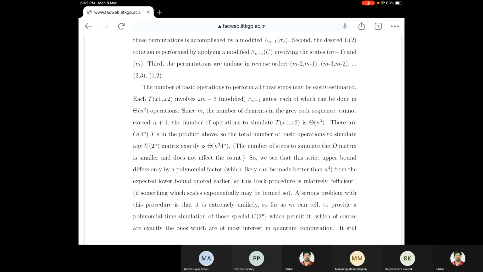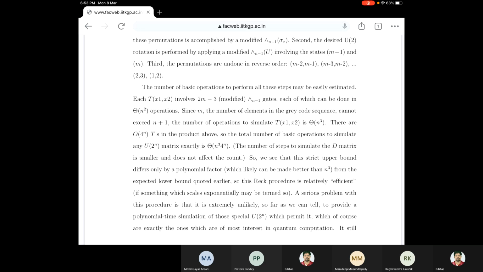Then the question will be, which unitary matrices can be implemented using only a polynomial number of gates, which is an open problem. Because this is exponential, can we classify all unitary gates on n qubits which can be implemented efficiently using a polynomial number of gates, polynomial in terms of the input, like polynomial in terms of n, the number of qubits? That is still an open problem.